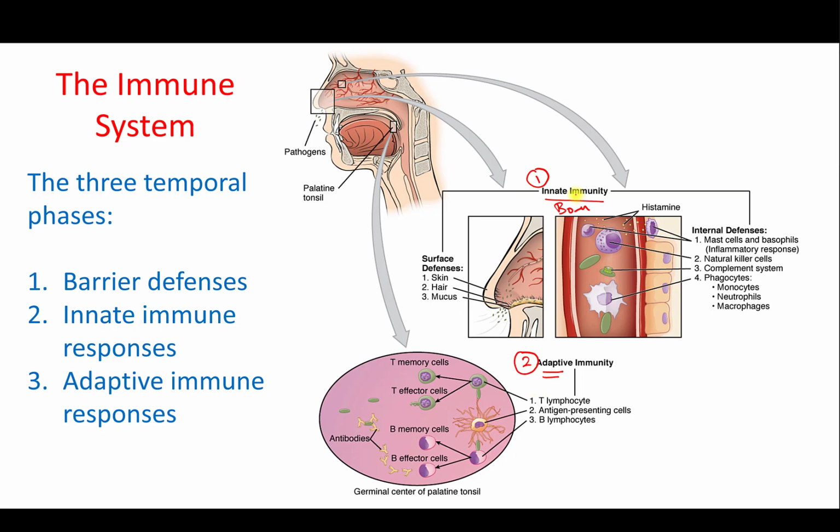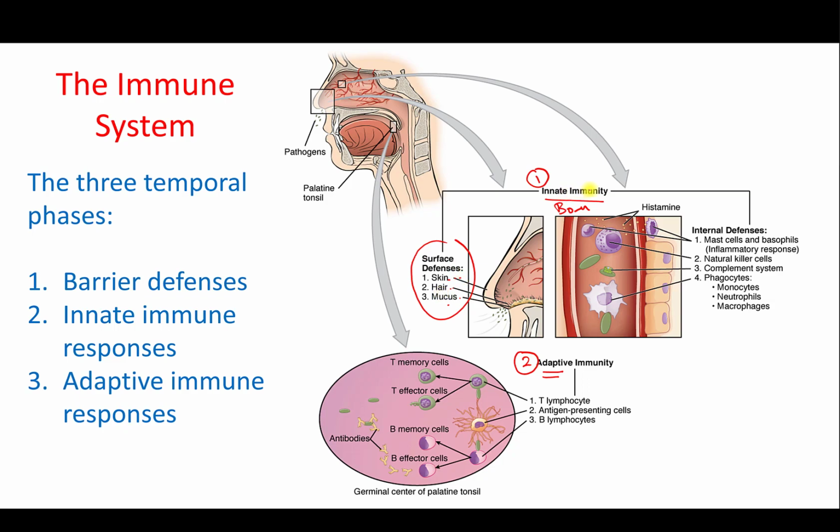The innate immunity has two arms. The first arm is the surface defenses, like the skin, the hair, the mucus. All of those are physical barriers and chemical barriers that protect the inner cavities or the inner side of the body. Okay, the skin, the hair, and the mucus are things that we have already seen, so I'm not going to spend much time on them.